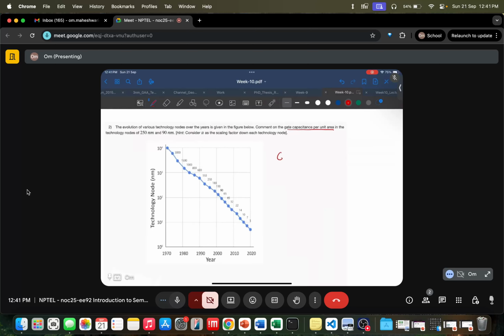So your Cox is epsilon ox by Tox. How does it change when you go from the 250 nanometer node to the 90 nanometer node in terms of alpha?